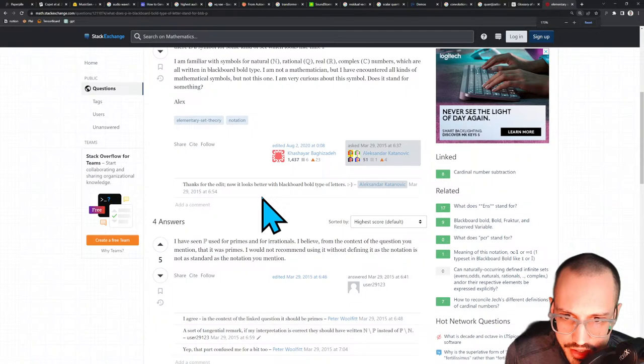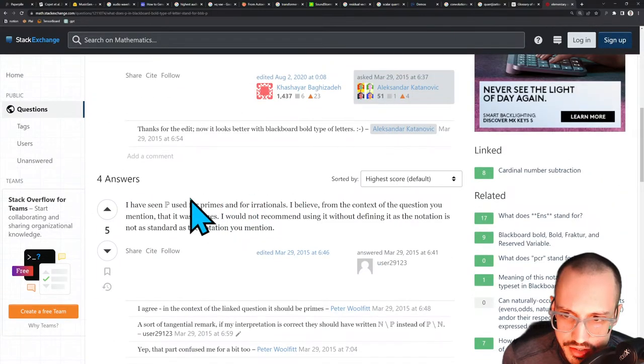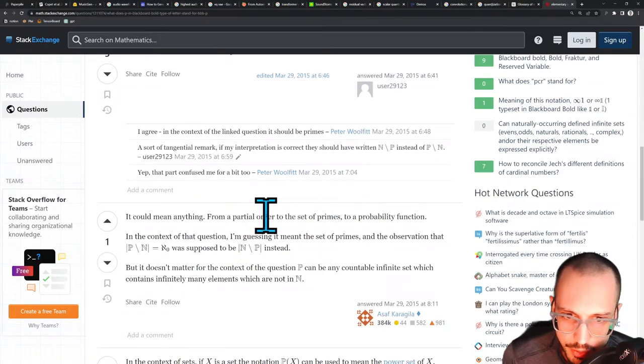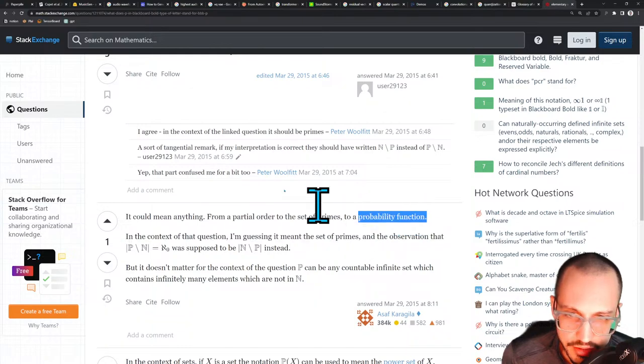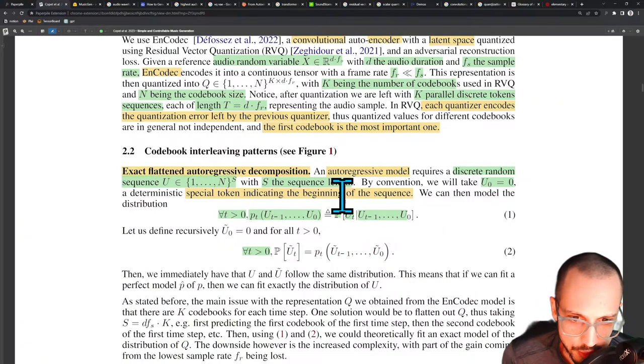I have seen P used for primes and irrationals. I don't think that's what we're using it for. It was primes, so that's probably not what we're using it for. It could mean anything. Okay, probability function. That's probably what ours is. So I don't think they're talking about the prime numbers from UT minus 1 to U0. I think this is basically just saying the probability function of this, given these conditions.